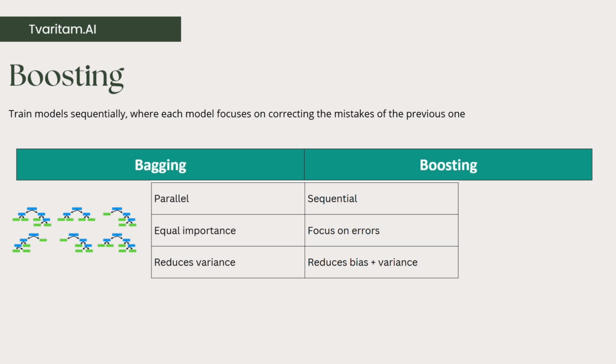When it comes to boosting, which is another widely used ensemble technique, the approach is a little bit different. Here models are trained sequentially and each model focuses on correcting the error made by the previous one. Because of this iterative improvement, boosting can effectively reduce both bias and variance, often leading to very strong performance on both training and test data.